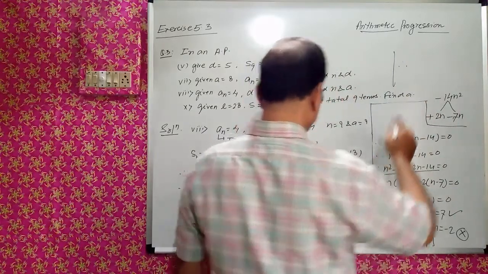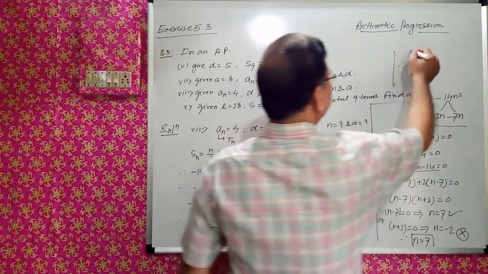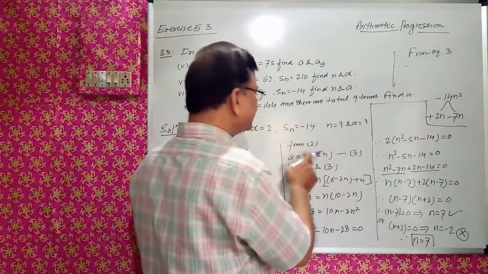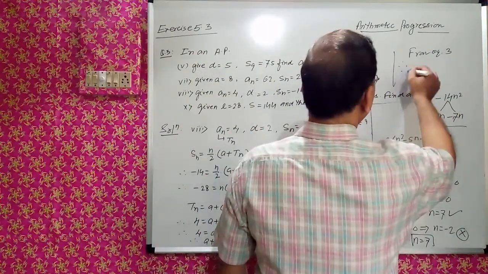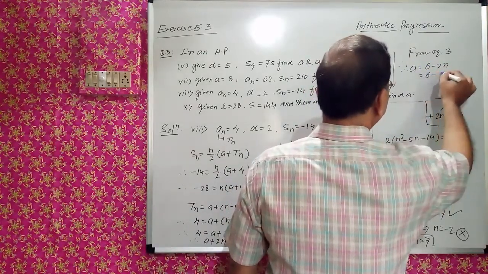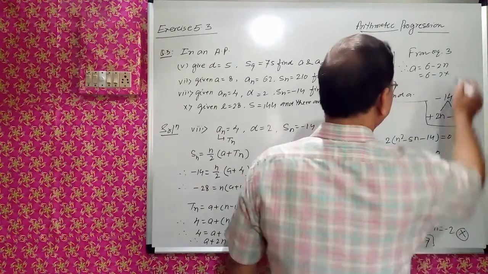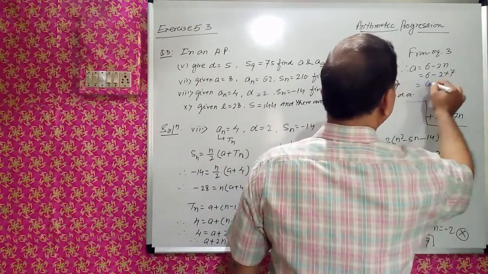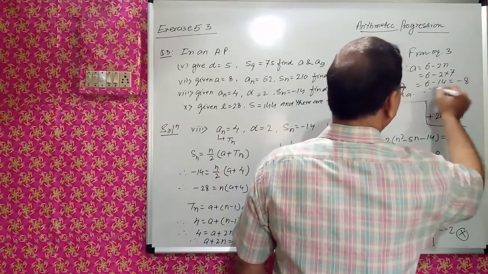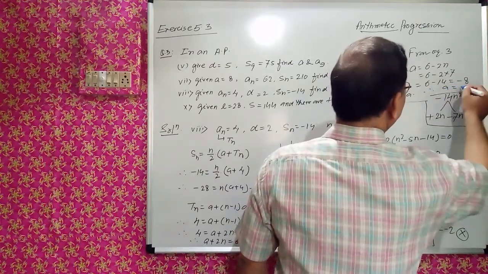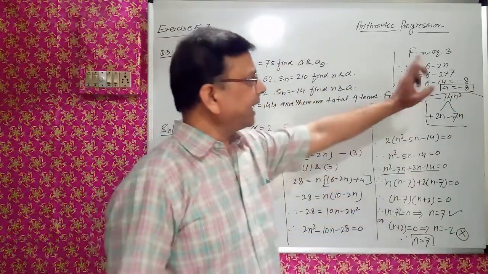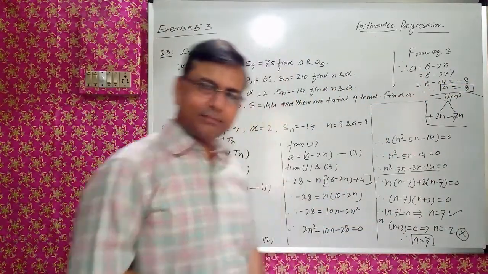Therefore we can write from equation 3, that is a is equal to 6 minus 2n. Therefore a is equal to 6 minus 2 into 7. Right? 6 minus 14, that is minus 8. Therefore a is equal to minus 8. This is the answer. So n is 7, a is minus 8. This is the answer of this question.